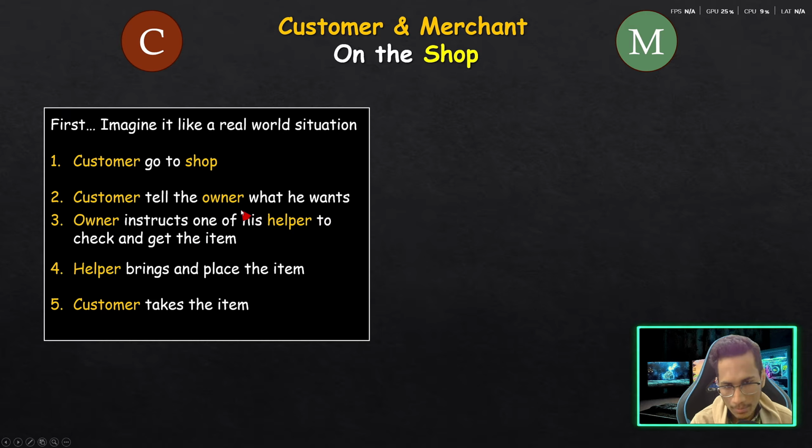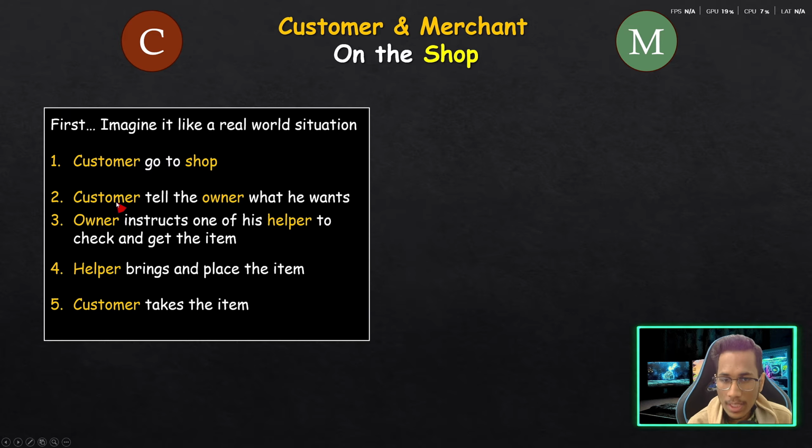Now, this owner can be a physical entity, or it's just your own simple brain, which tells you, hey, you need to interact with that helper to ask and get the item. So the owner, the system, or a physical entity instructs one of his helpers to check and get the item. For example, if the item is not there, then he should deny it. But if the item is available, let's focus on that happy path first. The item is available, he gets it for you, he places that item in front of you on the table, and then the customer takes the item.